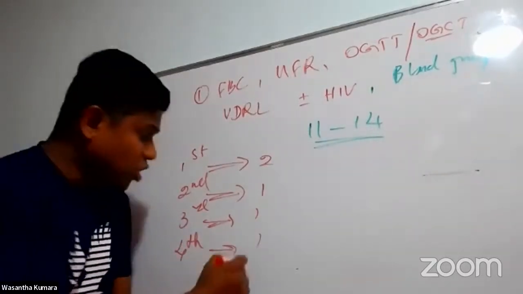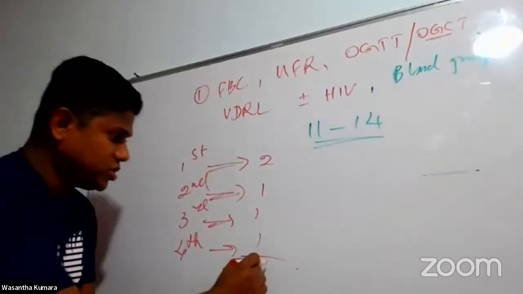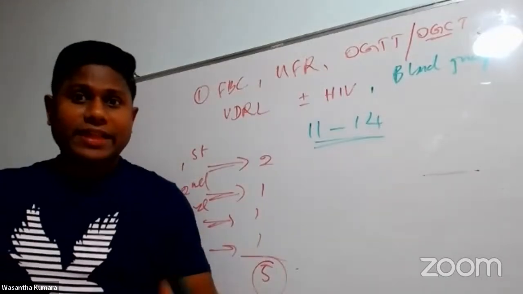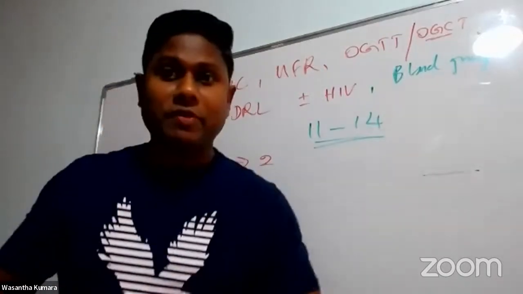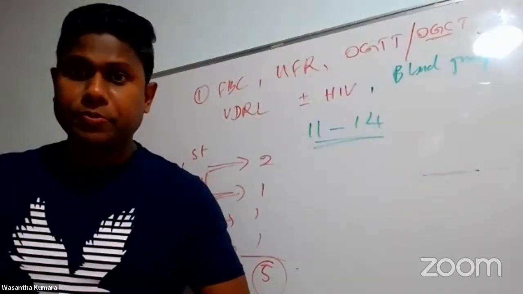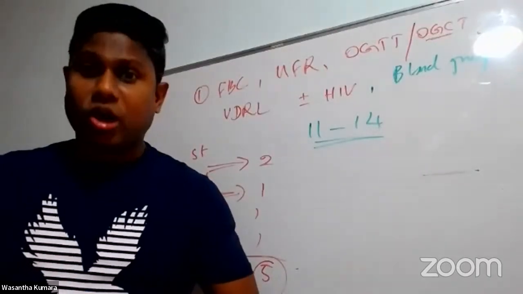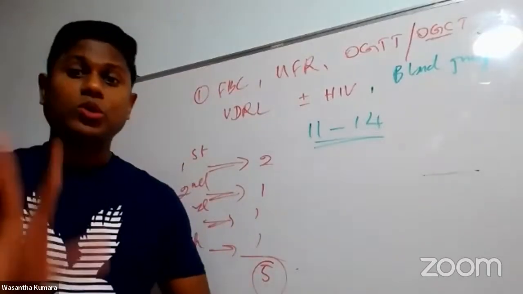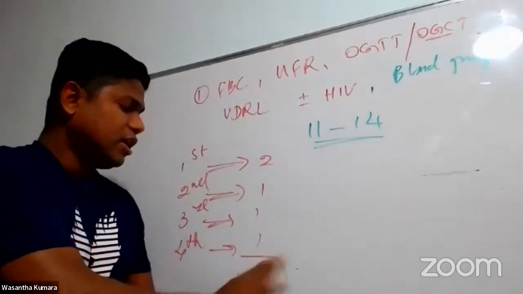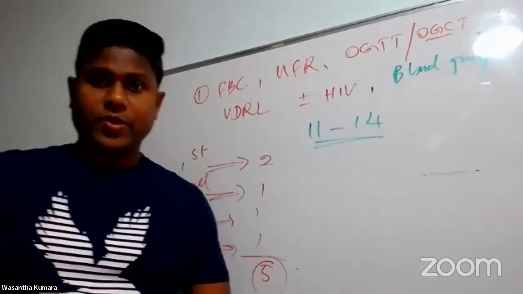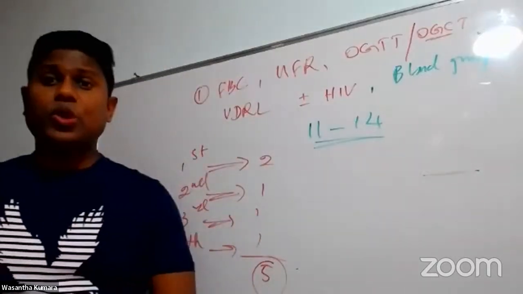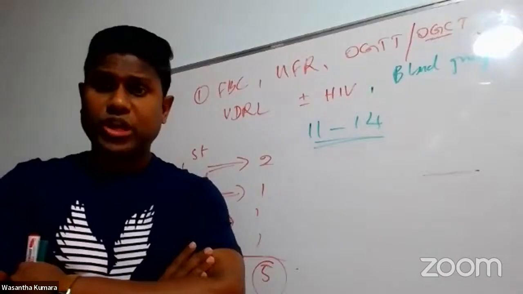So how many doses altogether have you given? 5 doses. If she is coming with the fifth pregnancy, will you give more tetanus toxoid here? No more toxoid. Only 5 doses, 5 cumulative doses. First pregnancy 2, then 1, 1, 1, no more toxoid. Okay. So likewise, in the second trimester, you are supposed to give this toxoid vaccination also.